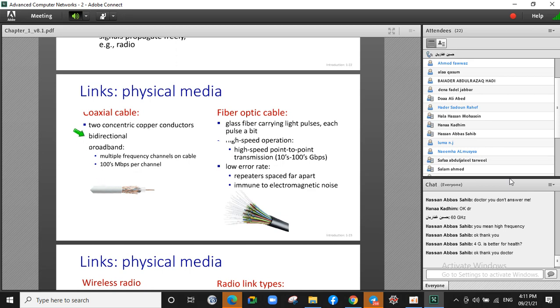This cable is bidirectional and broadband. Bidirectional means that you can send and receive signals at the same time over this cable, and broadband means that the supported frequency ranges or channels by this cable are too many. It supports very high frequency channels, too many channels.